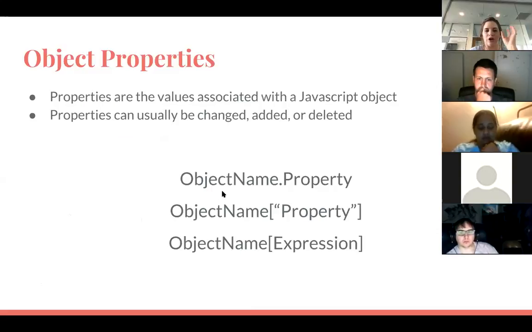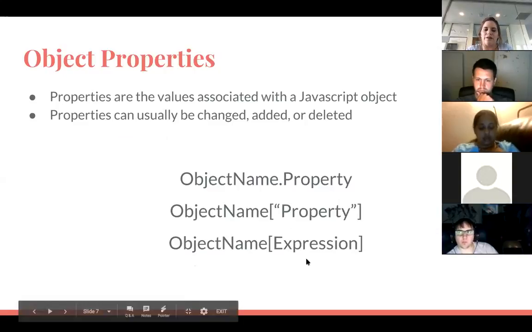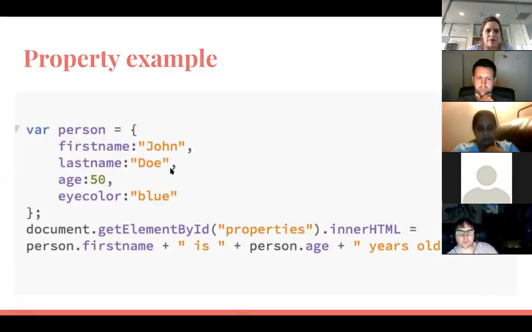You can call your object and then do dot and then the property name, or you can put it in the brackets with the quotes around it, or you can use your object name and then the expression associated with it. But here are a couple examples.